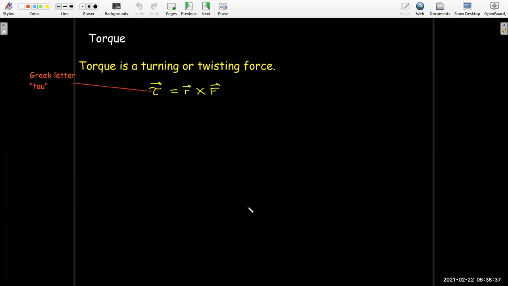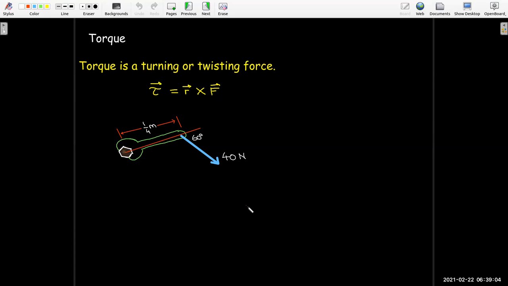And so we use the Greek letter tau to represent torque. It is a vector, and the formula is going to be r cross F. And we think of it this way: r is the length of the arm, and F is the force applied to that arm. So kind of like a lever.